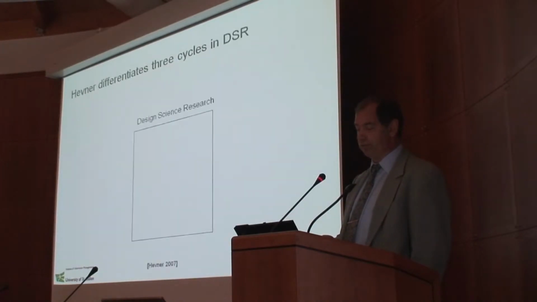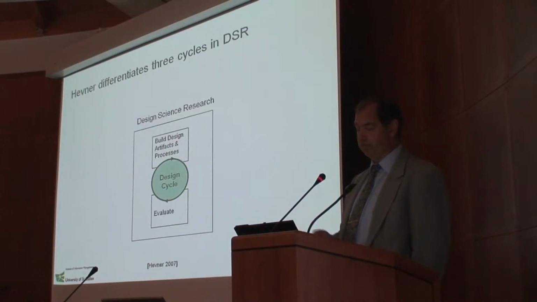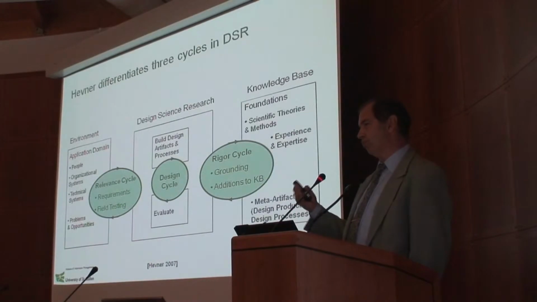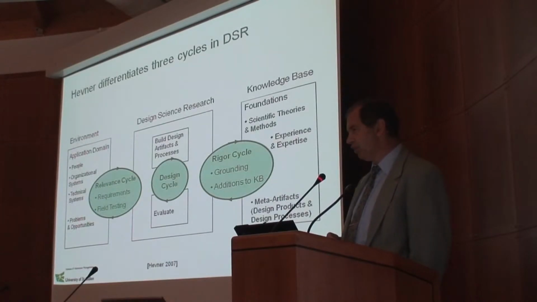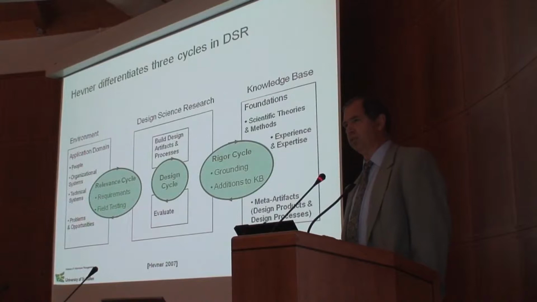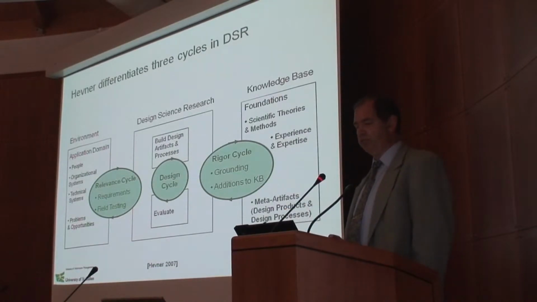Hevner once proposed his famous three-cycle view. The core is the design cycle, and there's a relevance cycle and a rigor cycle. At the end, if you reflect on what you probably did and do in your design research, I'm not sure whether you have three cycles. Do you have three cycles? Probably not. I never had three cycles, to be honest.